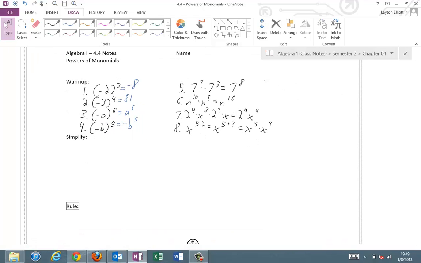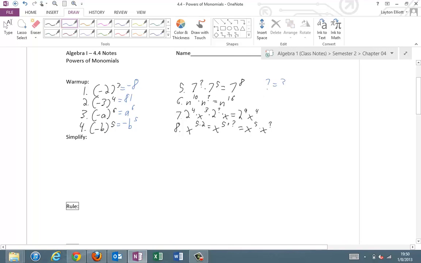Number 5, I'm looking for what the question mark is. What times 7 to the fifth is 7 to the eighth, and that what would be equal to 3. Same thing here, that what would be equal to 6, n to the 10th times n to the 6th is n to the 16th. Number 7 is saying 2 to the 4th times x to the 3rd times 2 to the what times x. Well, all we have to do is look at the two parts and realize that question mark needs to be a 5.